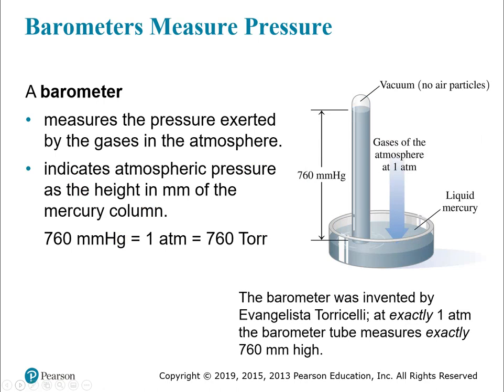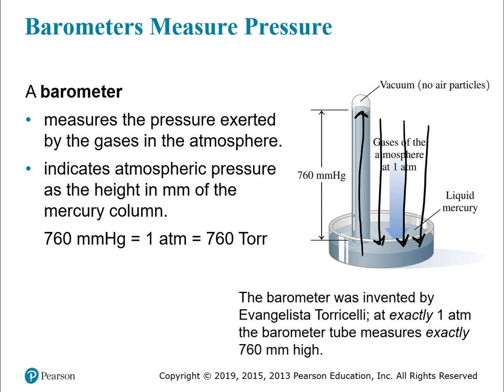A tool that you can use to measure the atmospheric pressure is called a barometer, and its image here is on the right. A barometer has liquid mercury in it. Don't touch it. Liquid mercury is bad for you. When the gases in the atmosphere push down on this liquid mercury, it causes some of it to travel up this tube. The level that the mercury reaches in the tube is what you measure in millimeters.